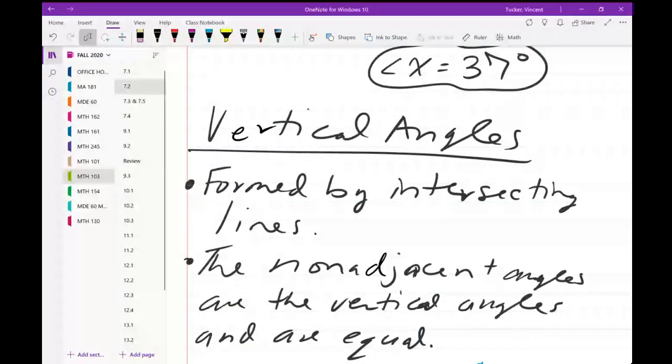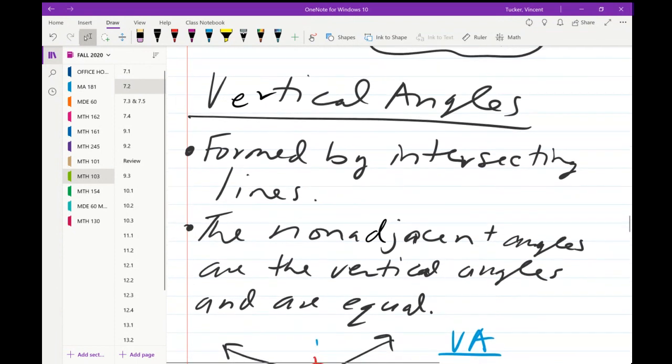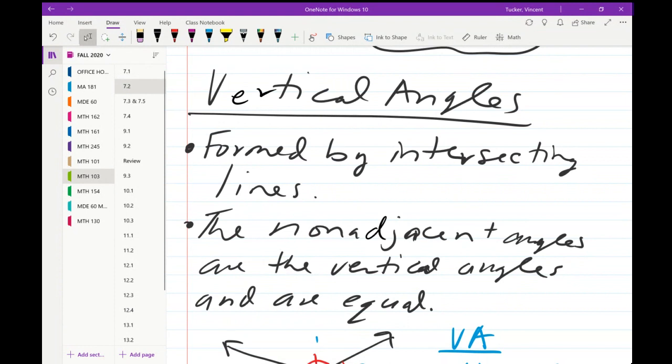Next one is vertical angles formed by intersecting lines. And they will be the non-adjacent angles, and they are equal. I'll give you a chance to write that before I scroll up.